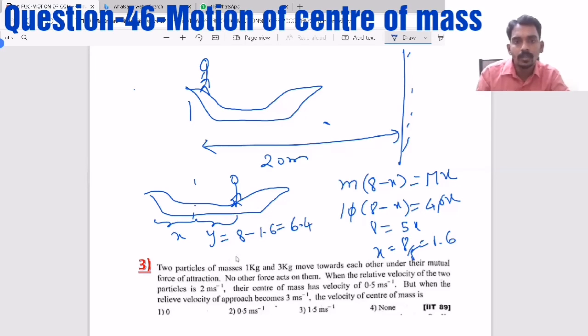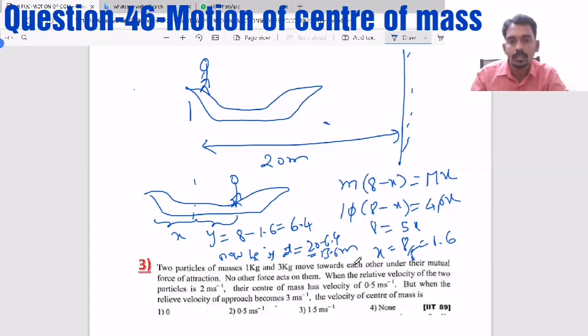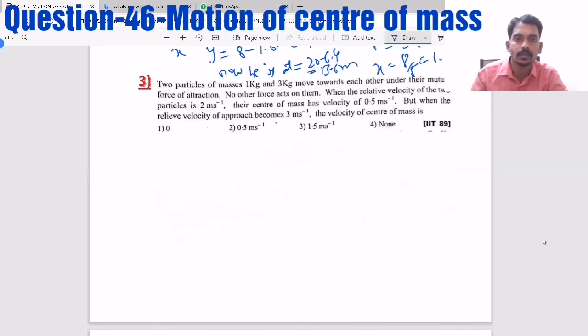6.4. Now initially he was at a distance of 20 meters. Now he is at a distance of 20 minus 6.4, nothing but 13.6 meters. Now he is at a distance of 13.6 meters from the shore. So as I explained in one example, based on that, this question is given.